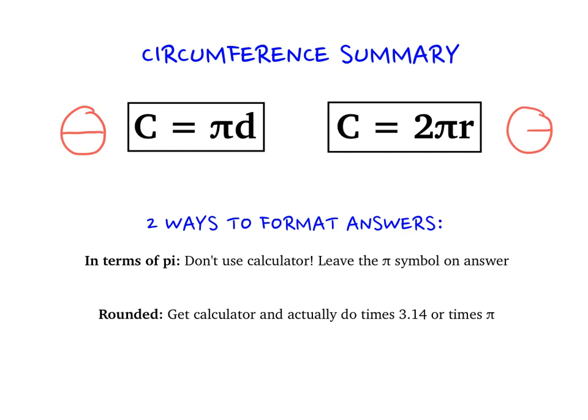There's two ways to format your answers. The first being in terms of pi, think of that like a fraction. You don't use your calculator and you leave the pi symbol on your answer. So you're not actually multiplying times 3.14. Rounded, however, you would grab that calculator and actually do the times 3.14 to get a decimal version of your answer.